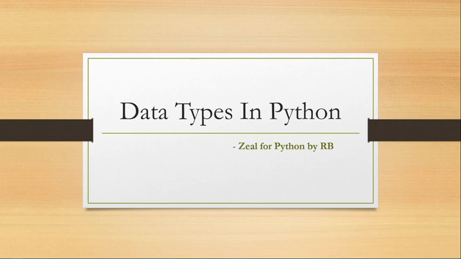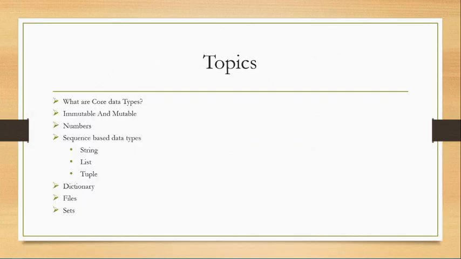Today we are going to learn about data types in Python. Topics which we will cover today are: what are core data types, immutable and mutable, numbers, sequence based data types, string, list, tuple, dictionary, files and sets.